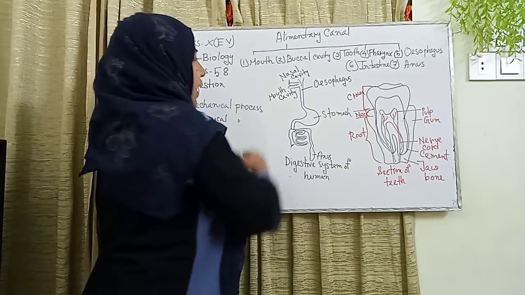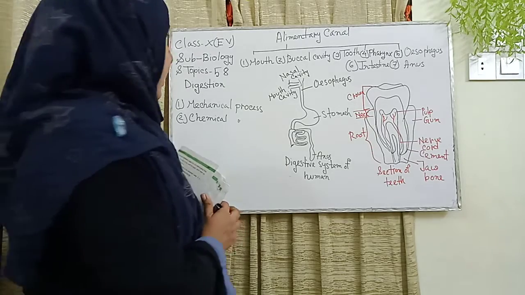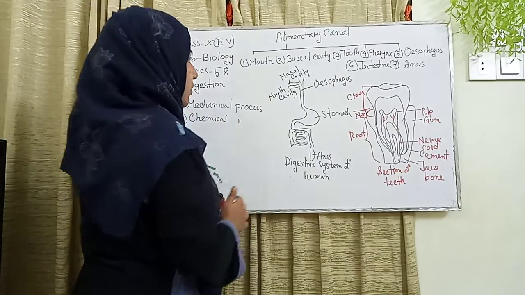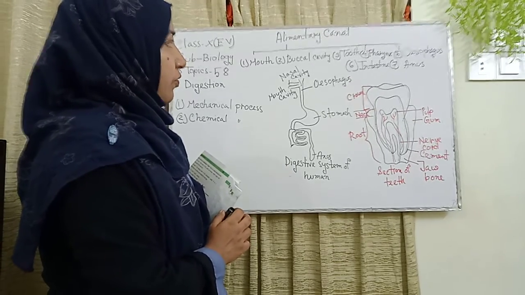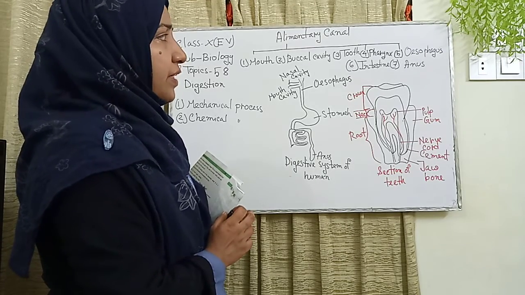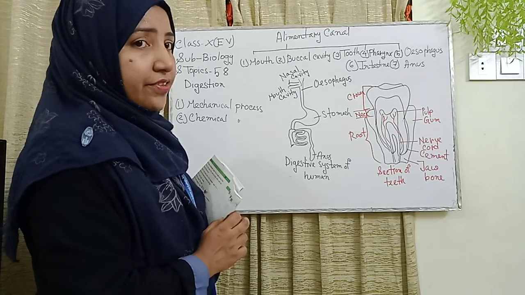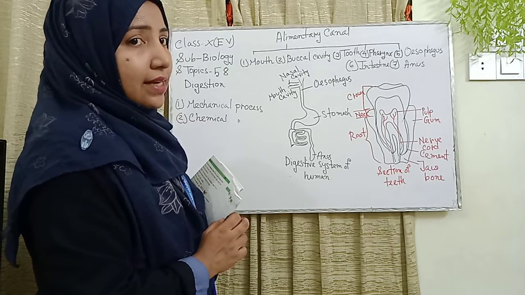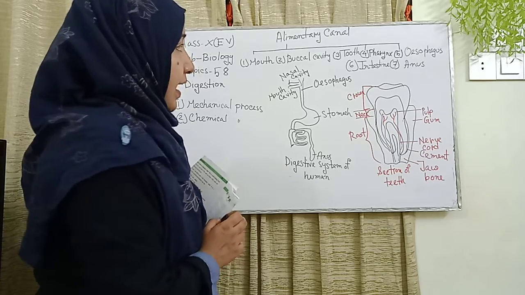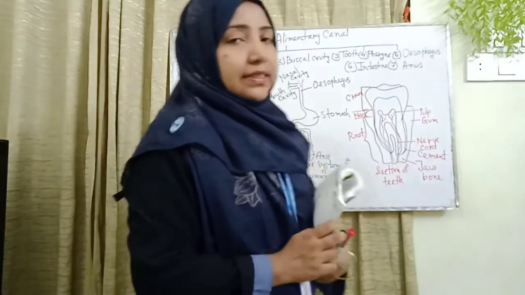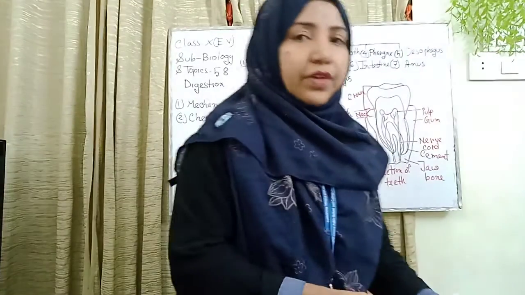Everyone see the board. I draw a flow chart of the alimentary canal. First is the mouth, second is the buccal cavity, third is the tooth, fourth is the pharynx, fifth is the oesophagus, sixth is the intestine. Basically the intestine is of two types: the large intestine and the small intestine. And seventh is the anus.